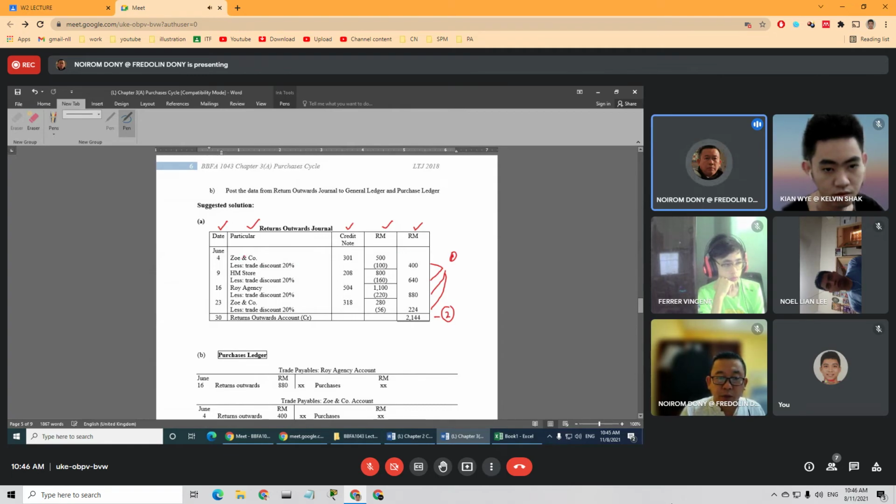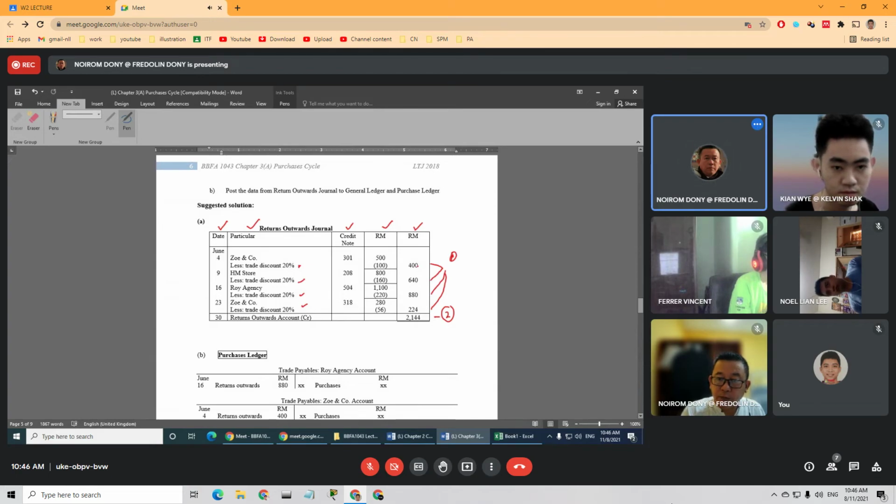Okay, so remember, put the gross, and then consider the trade discount 20%. Okay, 0.2 times 500 equivalent to 100. 0.2 times 800, 160. 0.2 times 1,100, 220. 0.2 times 280, 56. Then put the net amount on the last column. So this is where we do the recording, where we record the net after the discount.